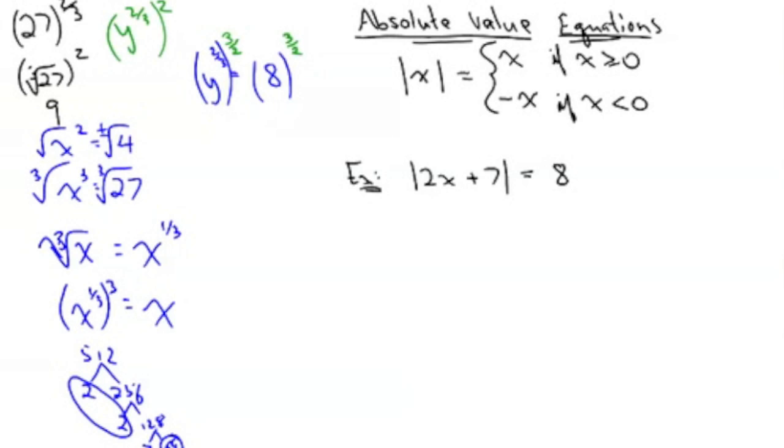My method is assume that the number on the inside is positive. If 2x plus 7 is a positive number, how does it come out? As itself. See, if x is positive, it just comes out as plain old x. So if 2x plus 7 is positive, then it comes out as 2x plus 7, and it happens to be equal to 8.